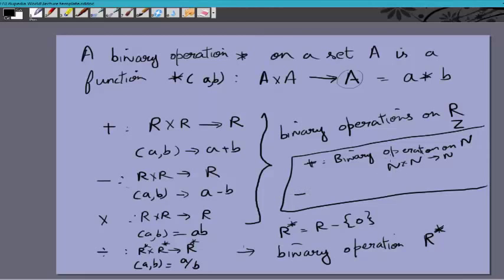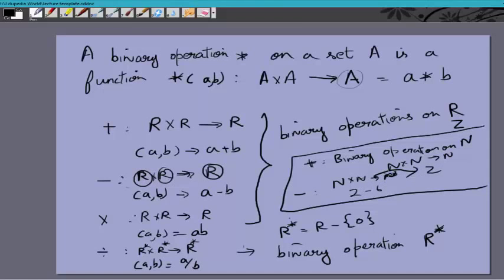But subtraction is not a binary operation on N. It is a binary operation on R, because it goes from R cross R to R. That is, the difference of any two real numbers is a real number. But going from N cross N to N would mean the difference of two natural numbers is always a natural number. But 2 minus 6 is not a natural number, because minus 4 is not a natural number. So they can be defined on a subset as well. But of course, you need to go from this set and this set into this set as well. So subtraction is not a binary operation on natural numbers, because it goes outside natural numbers. It goes to integers actually.